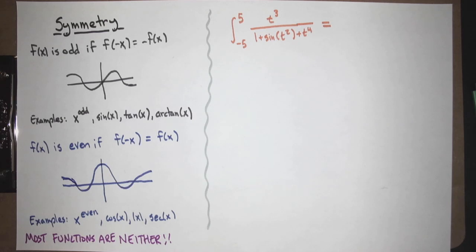Now, what are examples of odd functions? X to an odd power is an odd function, and that's where it gets its name. But it's not the only odd function. Sine is odd, tangent's odd, arctangent's odd.